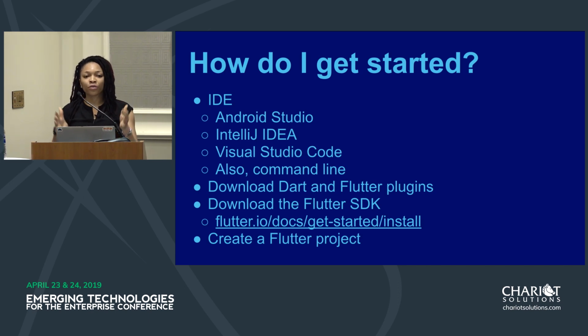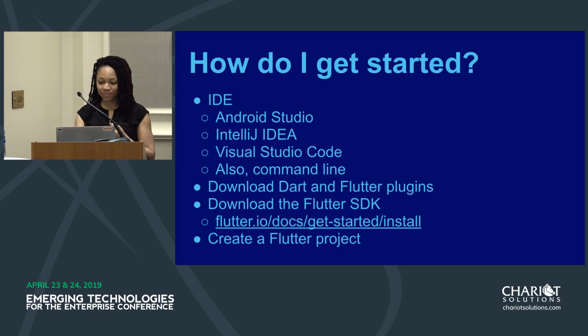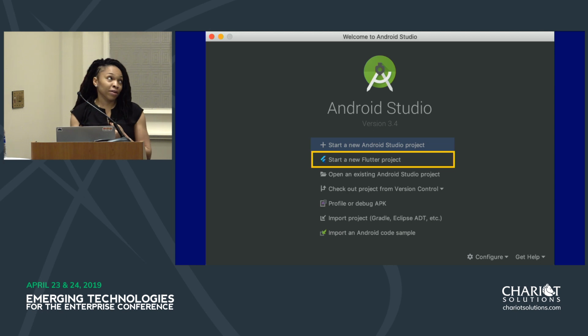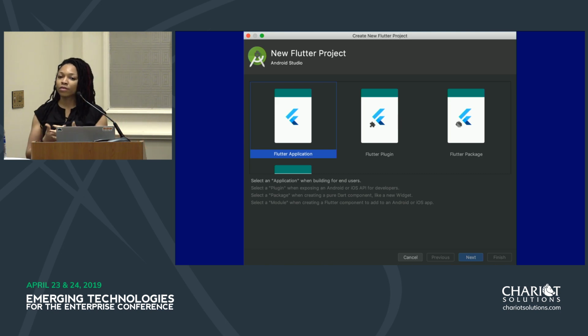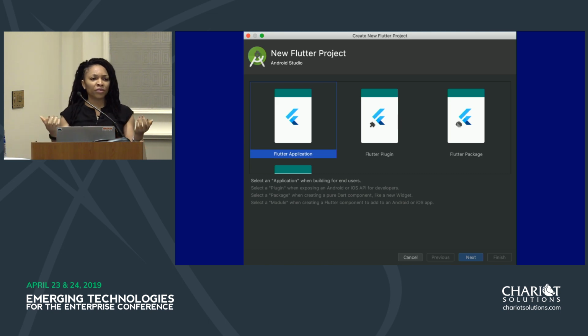So I'm going to walk you through an example of this in Android Studio, because that's what I use on a daily basis. So on this screen, I will select start a new Flutter project. And then when I hit start, I'm going to be presented with this screen. Because for the purposes of this talk, I'm creating a Flutter application. And a Flutter application is just a regular app. It's different from a Flutter plugin or package or module. So we're going to focus on just creating the Flutter application.